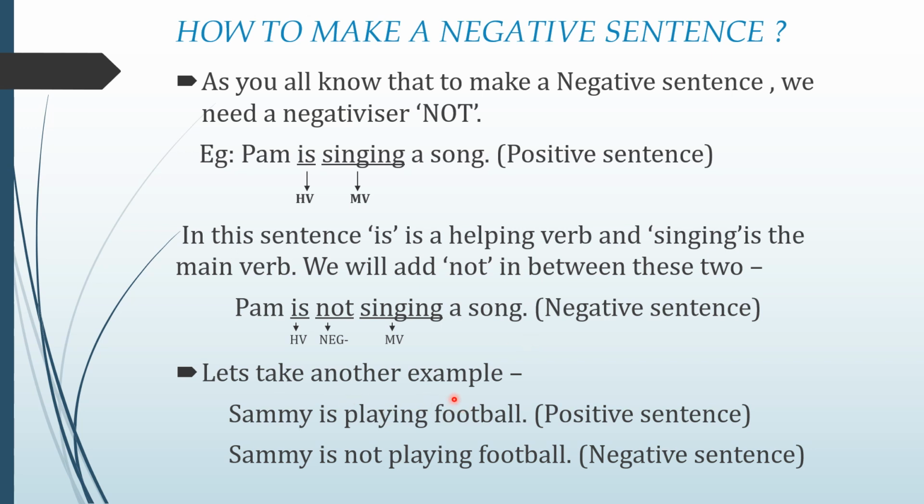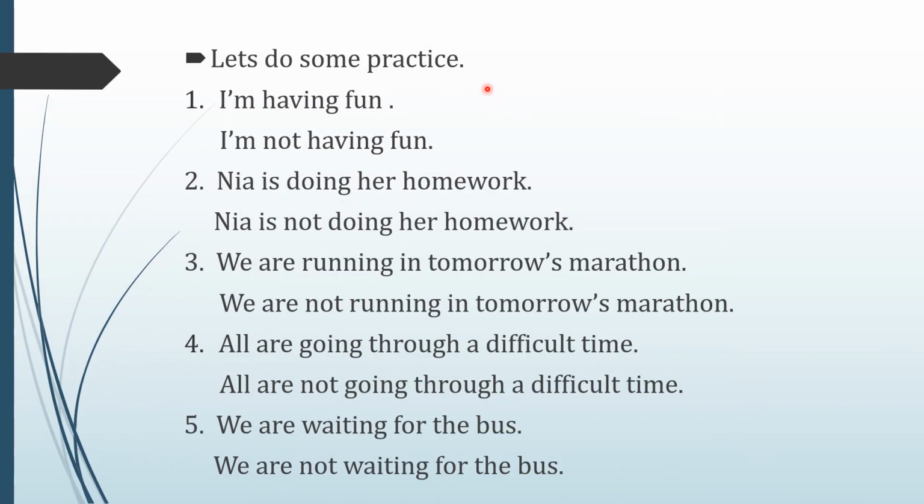Let's take another example. Sammy is playing football. Now, to make a negative sentence, we have to use a negativizer in between the helping verb and main verb. Sammy is not playing football. This is your negative sentence. Now let's do some practice. I'm having fun. The negative sentence will be I am not having fun. Nia is doing her homework. Now always remember children, to make a negative sentence in present continuous tense, concentrate on the helping verb, because after this helping verb you have to put the negativizer not. So in this sentence, Nia is not doing her homework.